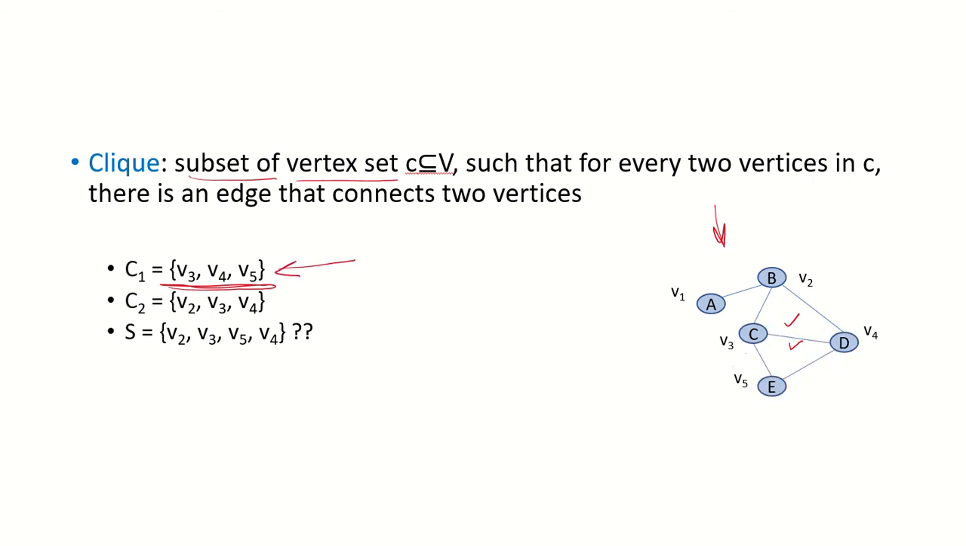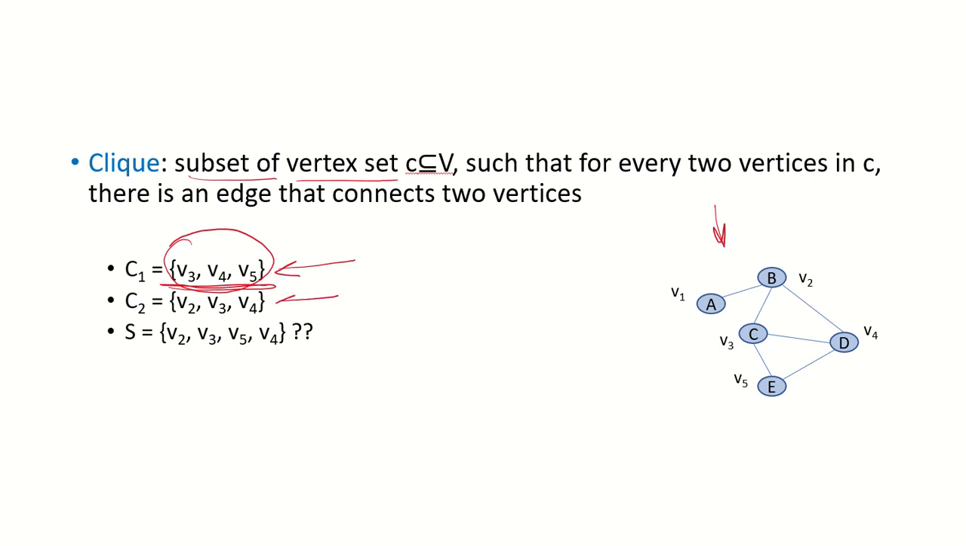So what was the whole vertex set? The whole vertex set consisted of V1, V2, V3, V4, V5. But this is a subset of that vertex set where each pair of vertices has an edge between it.